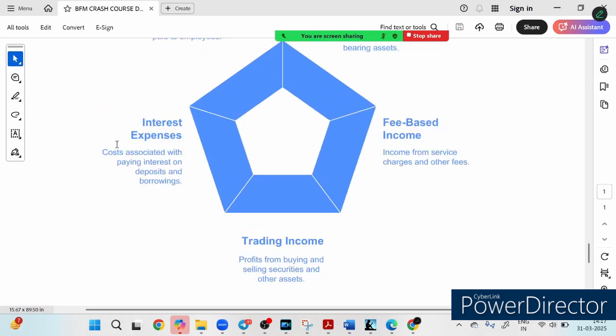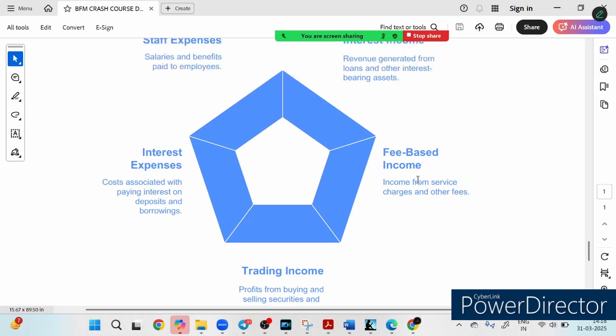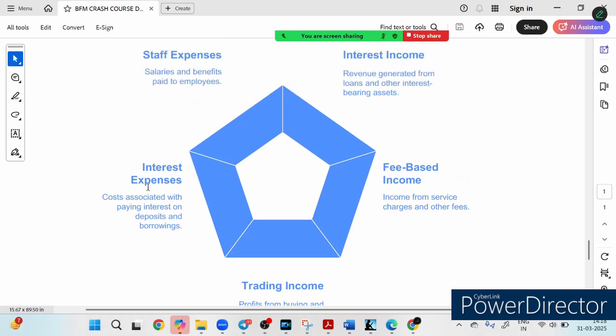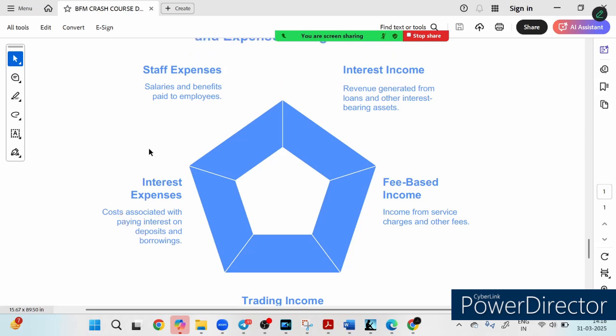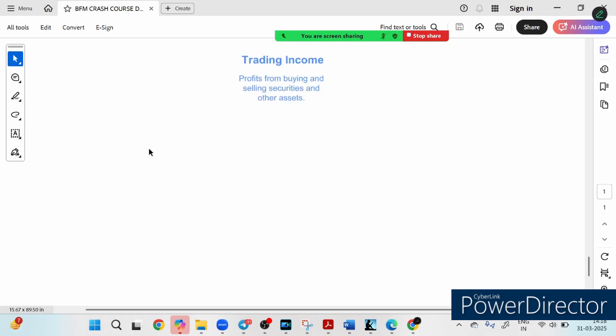Interest expense is there. This is one of the major expense. So on right side you see the income, on the left side you see two major expense, which is interest expense, which means cost associated with paying interest on deposit and borrowing, and staff expense. So friends, that is all you need to read from this particular chapter, nothing else.